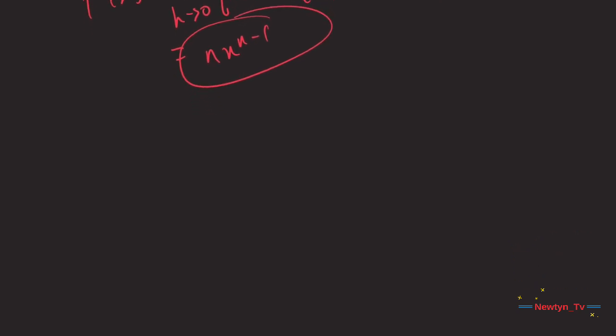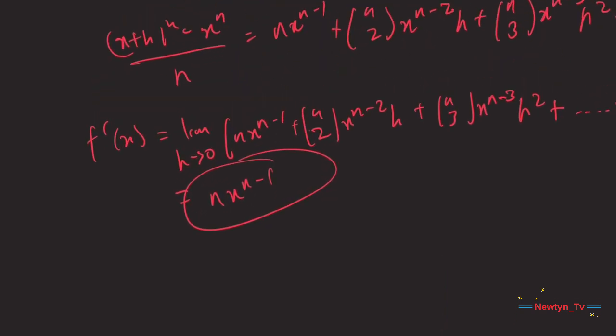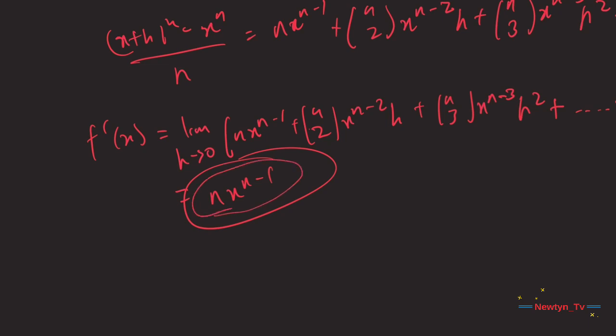If you go back here, you can see that when you are given the function, the exponent n will come to the front, then you subtract 1 from the exponent, and you get your answer.